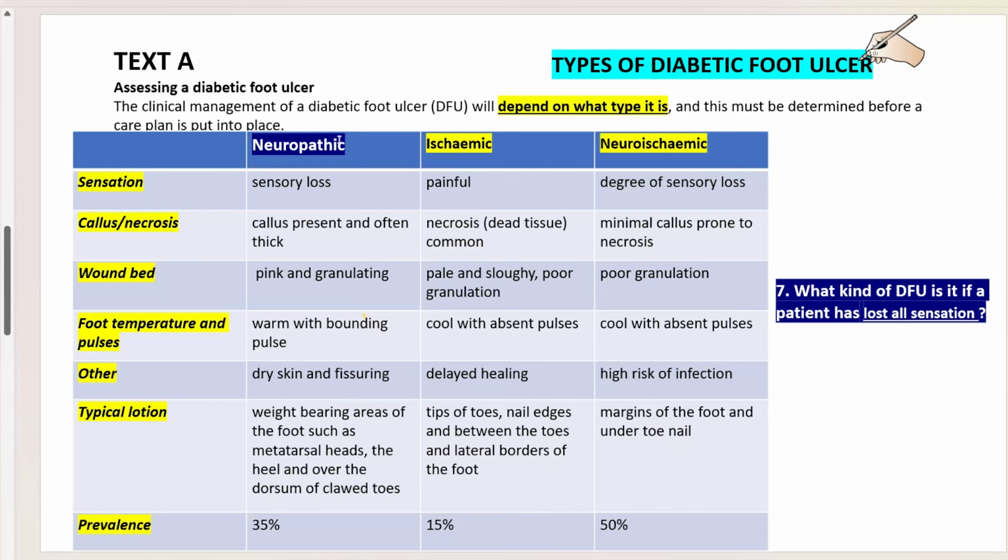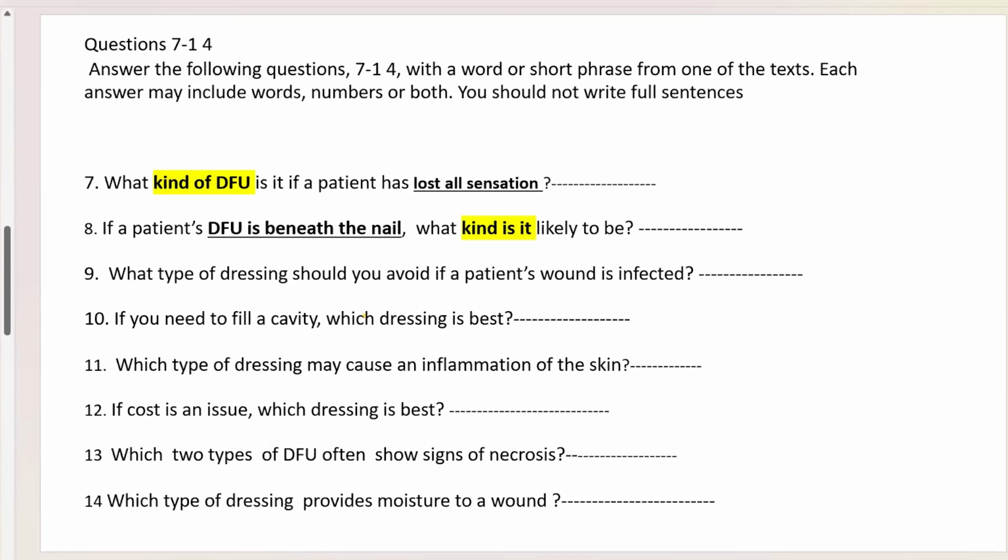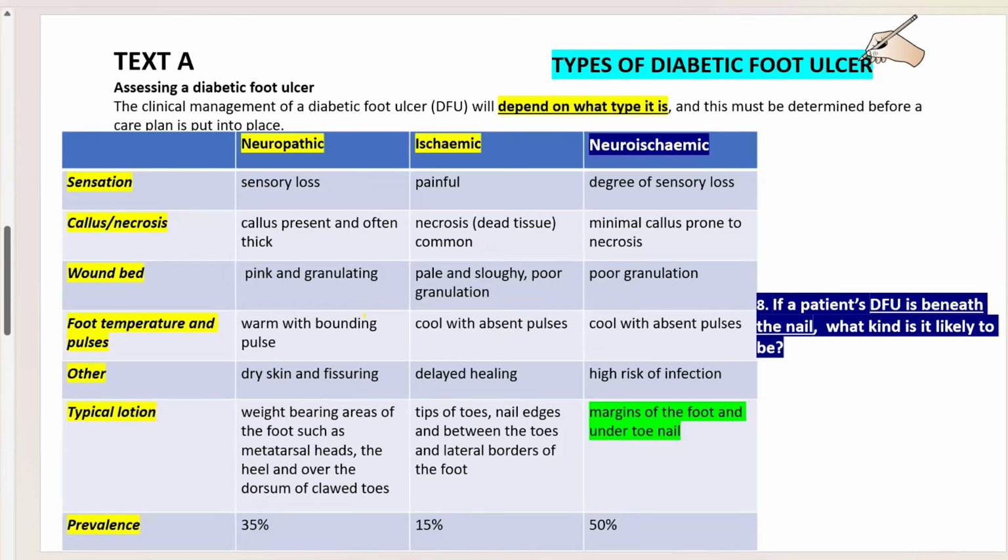Neuropathy. Neuropathic. Now we are moving to the next question. Question number 8: if a patient's DFU is beneath the nail, what kind is it likely to be? Again, they are asking what type of DFU.